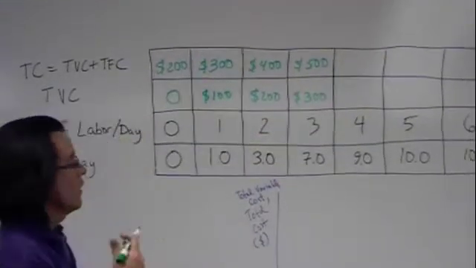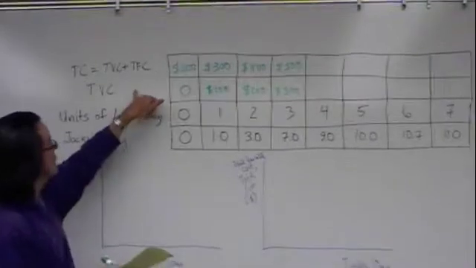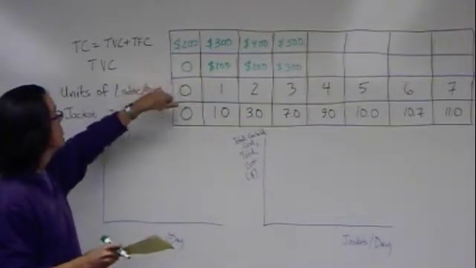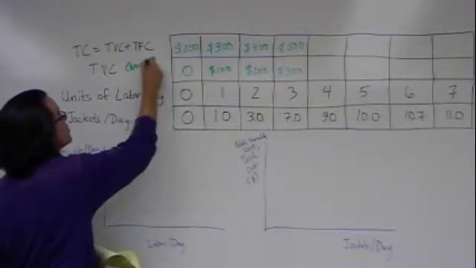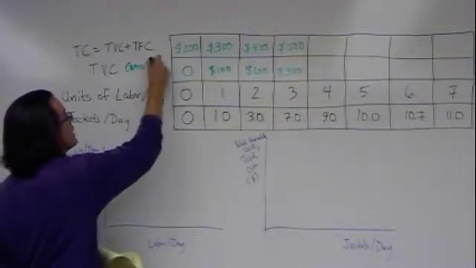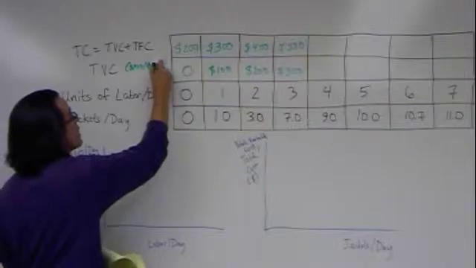Okay, so we've generated a total variable cost using our price of $100 per unit per day of labor.